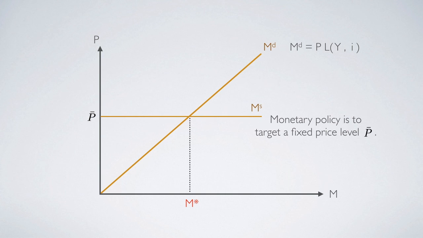So as you can see, the equilibrium condition of money can be used to determine the equilibrium price level or the equilibrium quantity of money. It depends on what kind of monetary policy we are talking about.